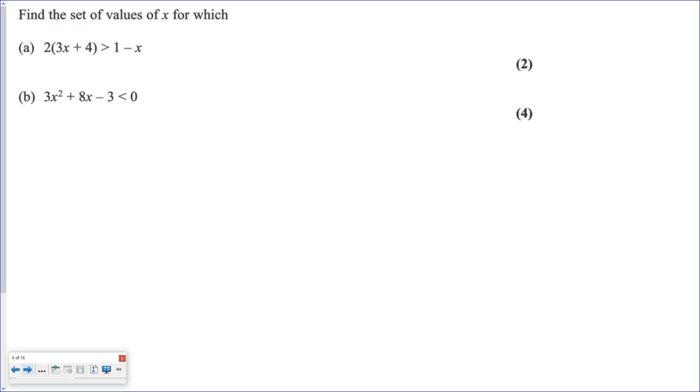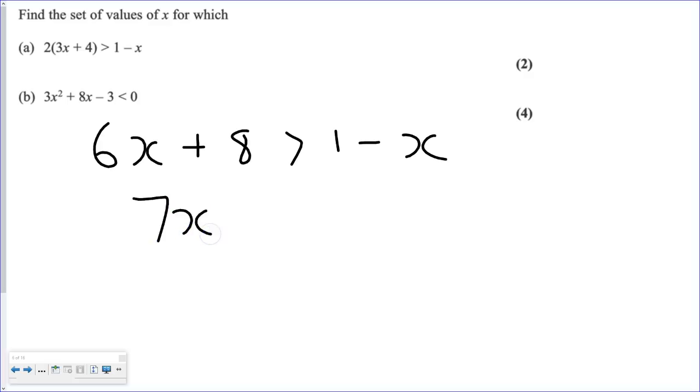So some inequalities now. Most people did okay with part A of this question. You just need to expand the bracket on the left hand side out, then just get all your x's onto one side. All we've done here is just add x to both sides, and we've also taken 8 from both sides. Then just divide both sides by 7, and we just get x is greater than minus 1. Most of that question was answered quite well by people.